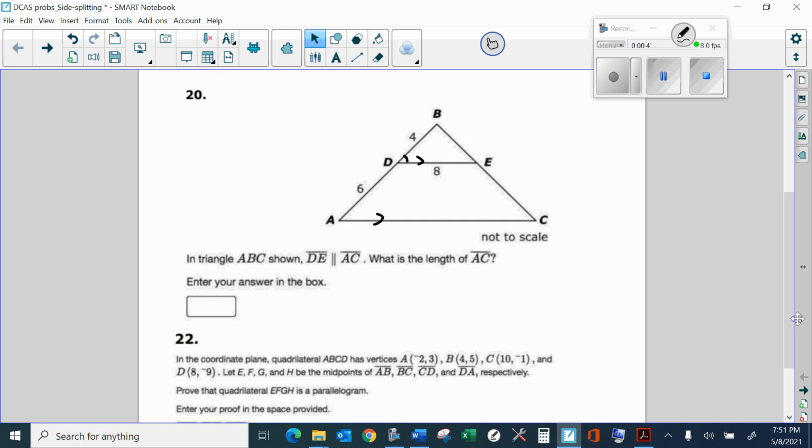Okay, then don't forget we have corresponding angles are congruent. And remember, that's called an overlapping triangle. Similar, you can also call it a dilation, centered at B. Either DE is dilated to create AC, or you can say AC is dilated by a reduction to create DE. What's the length of AC?